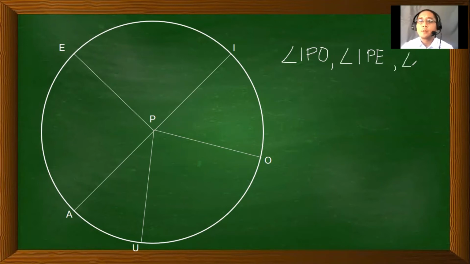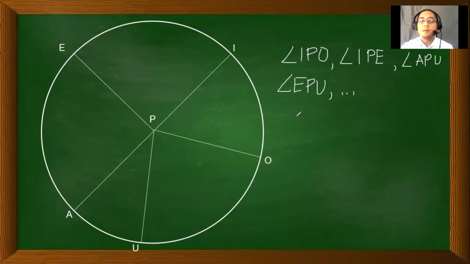Another central angle is angle APU. Another is angle EPU. And many more. So again, always remember that when identifying a central angle in a given illustration, always apply the rule that the vertex must be the center point of the circle and the remaining two points are part of the circle.